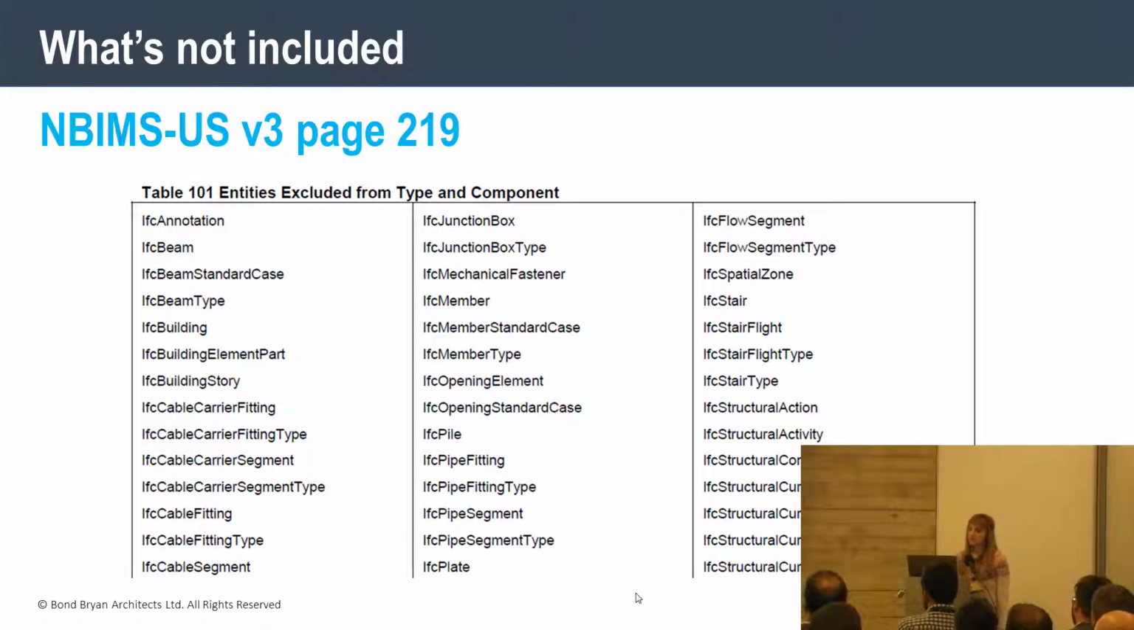So what elements should be included? This is where we need to refer to our handy NBIM standard. On page 219 there is a table which lists all the IFC entities excluded from COBie. Therefore everything else should be included. And as a note, COBie is based on the IFC specification, which is why IFC notation is used.